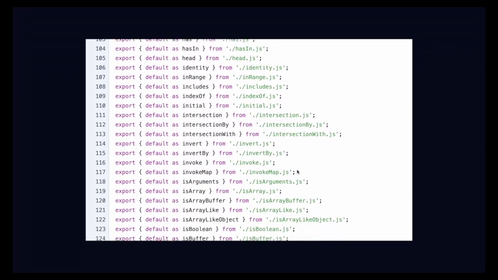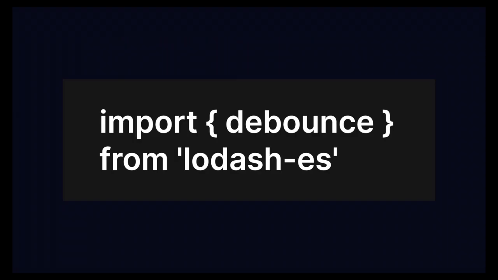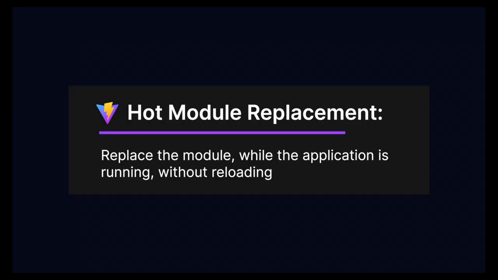For example, Lodash.ES has over 600 internal modules, so when we do import debounce from Lodash.ES, the browser will fire off over 600 HTTP requests, even if we just need one function. Meanwhile, our source code, for example JavaScript, JSX, and React components, is served as ES modules directly to the browser. With route-based code splitting, only modules for that particular route are sent to the browser. Vite also offers hot module replacement over these ES modules. This means that when a change is made to these modules, only those specific modules are replaced, and the application state is preserved.